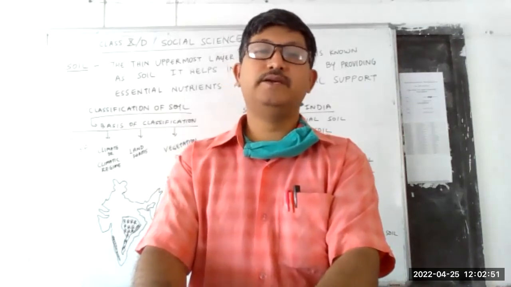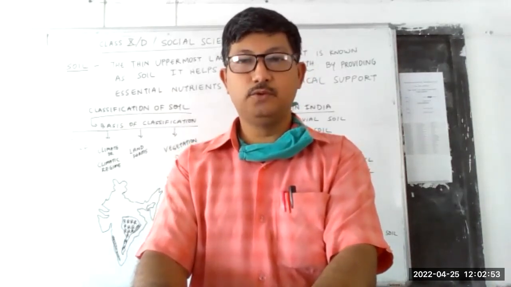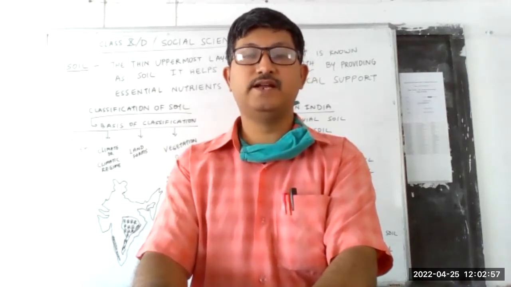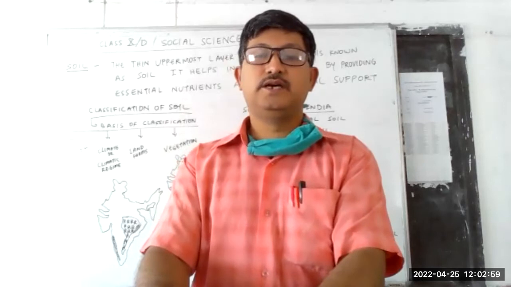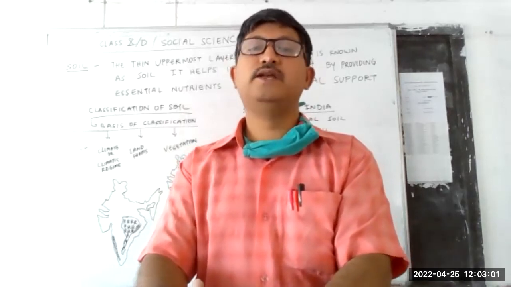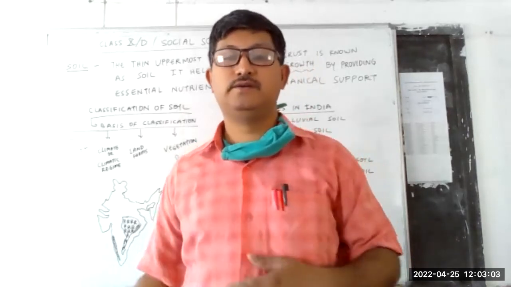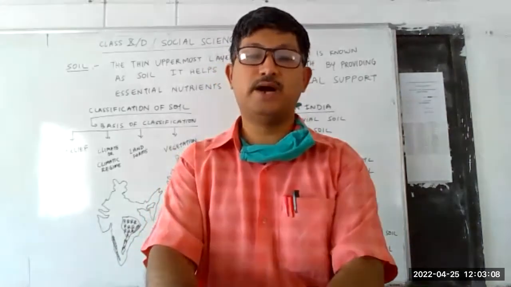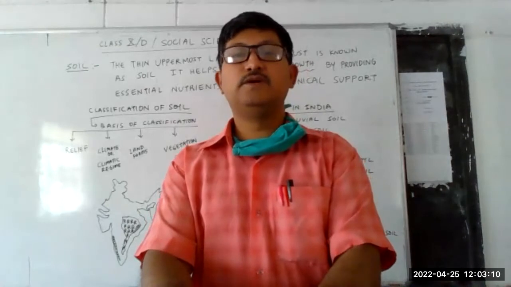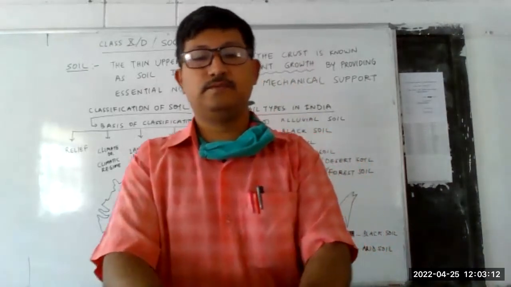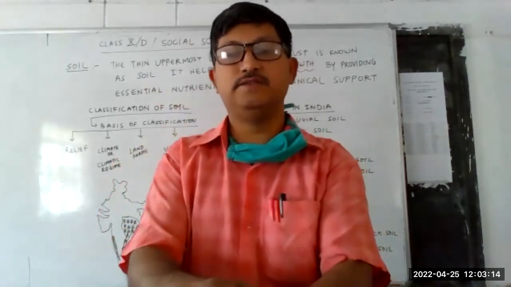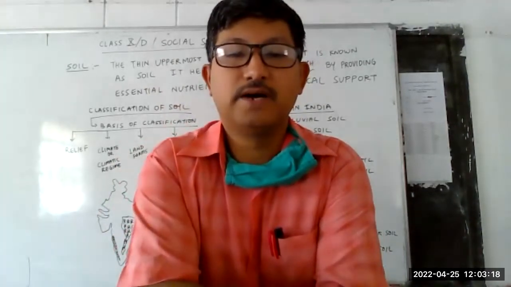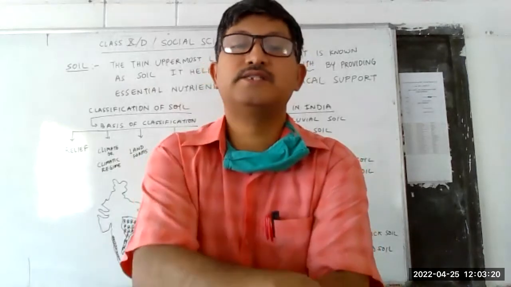Now, who can tell me the 2 types of alluvial soil and what is the basis of their classification? There are 2 varieties or 2 types of alluvial soil. You tell me which one. Very good. Lovely says Khadar and Bangar. Which one is old? Which one is new? On the basis of age, we divide the alluvial soil as Khadar and Bangar. Very good. I got the answer.